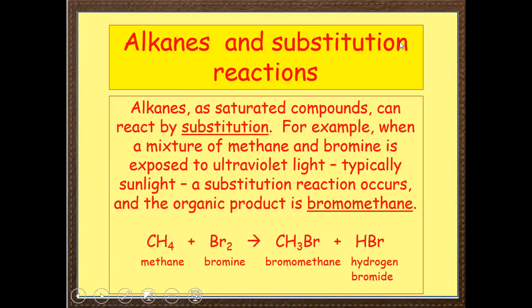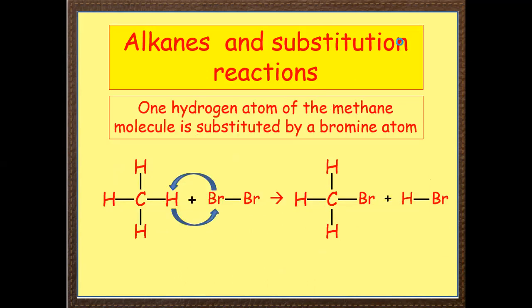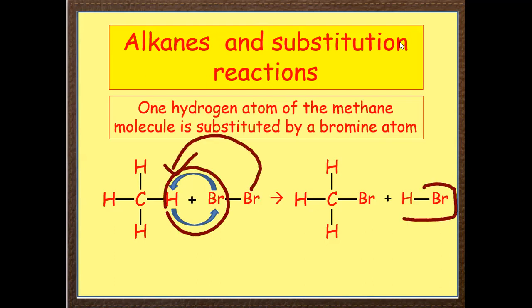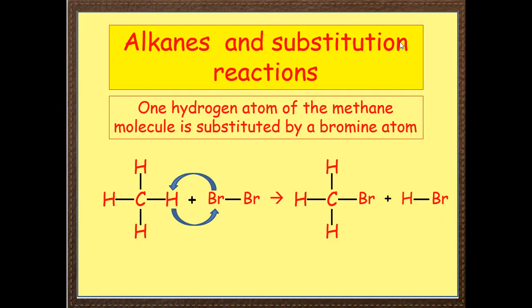Now let's move on. Alkanes are saturated compounds and can react by substitution. For example, a mixture of methane and bromine is exposed to ultraviolet light, typically sunlight. A substitution reaction occurs and the organic product is bromomethane. Here you can see again, hydrogen and bromine react with each other and make HBr. Here is that compound, and the other bromine is going to take the place of the first hydrogen and make bromomethane. So this is the end of our topic. I will meet you in the next topic soon. Take care.